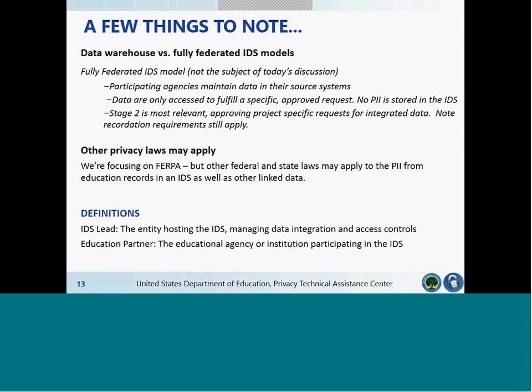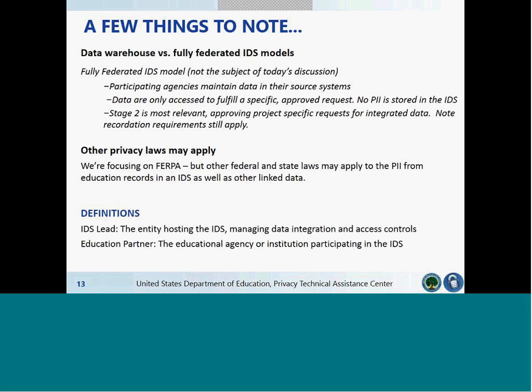A few things to note, however. There are different ways that integrated data systems can be structured. You can have a fully federated integrated system model where the data are not residing in a single place. They reside in their source agencies and are linked on the fly, so to speak.